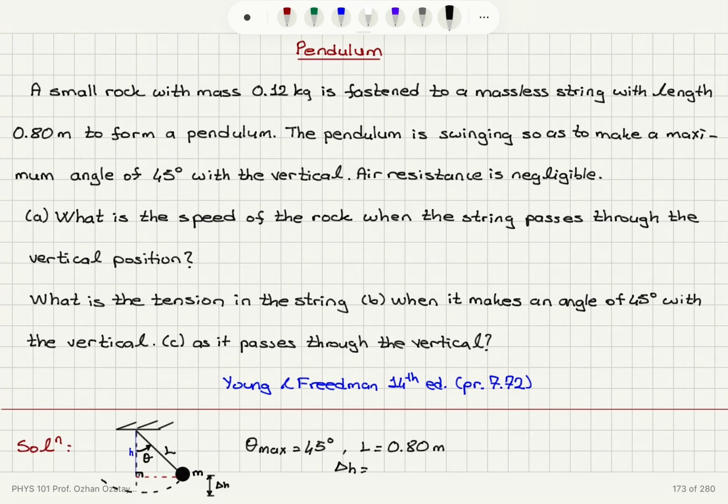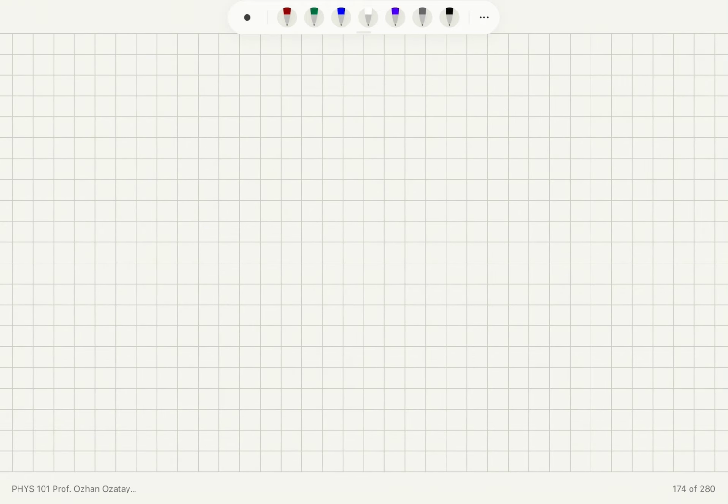When the mass goes up a distance delta H, this delta H will be equal to the length of the string minus H, which is L minus L cosine theta. So you can see that this is L sine theta, this is L cosine theta. So L minus L cosine theta is the distance we travel in the vertically upward direction.